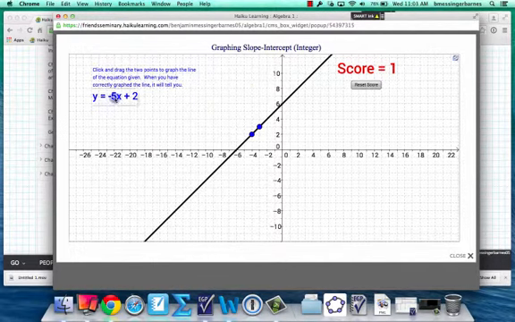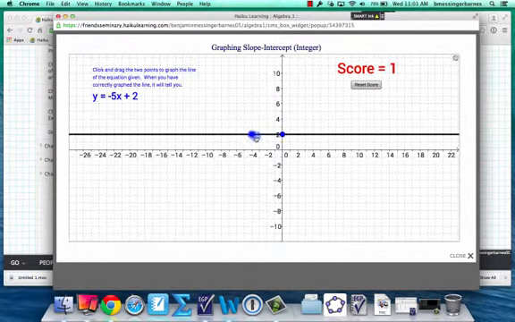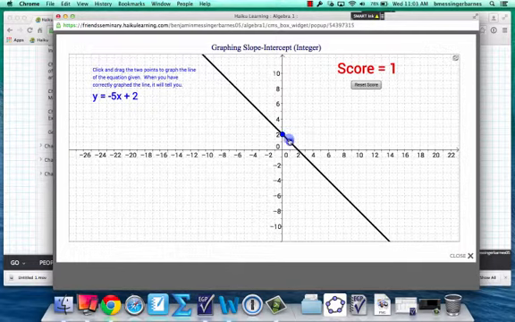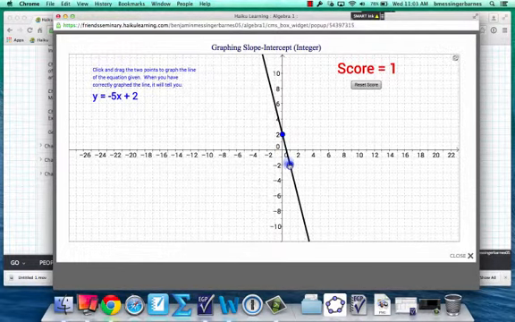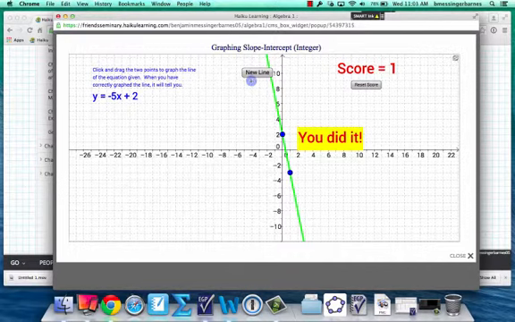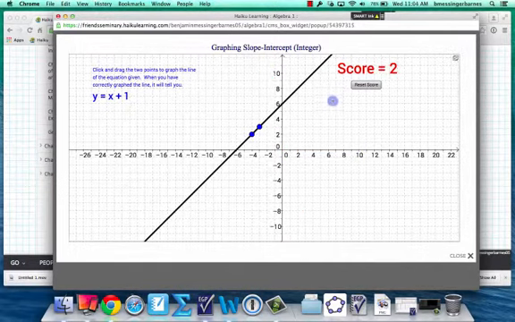So I think this one has a y-intercept of 2, a slope of negative 5. So for a 1 unit increase in x, we will have a 1, 2, 3, 4, 5 unit decrease in y. We did it, hurrah! And we can continue as long as we'd like.